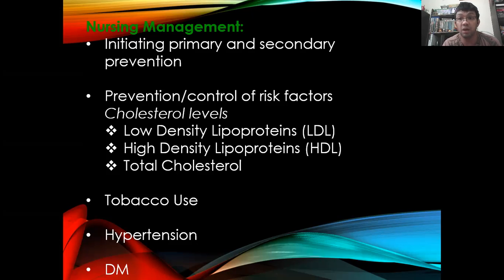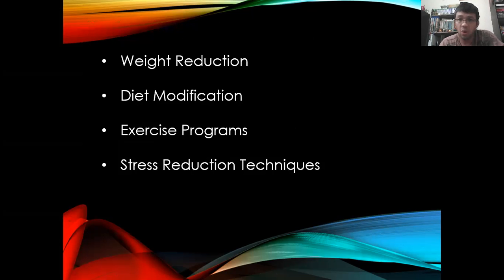If it's more than 200 milligrams per deciliter, you need to do measures in order to lower it to less than 200. Stop using tobacco as well. You need to cease cigarette smoking. Control of hypertension and diabetes mellitus should be needed as well. Weight reduction by doing daily exercises, like what I've mentioned, 30 minutes. Diet modification, increased fiber in the diet will help reduce cholesterol levels in the body. Exercise programs can be done. Like what I've said, if you have internet at home, it's very accessible nowadays to do home exercises. And of course, stress reduction techniques, because stress can also contribute to the development of coronary artery disease.